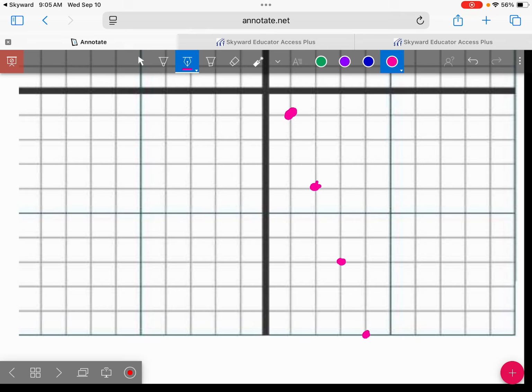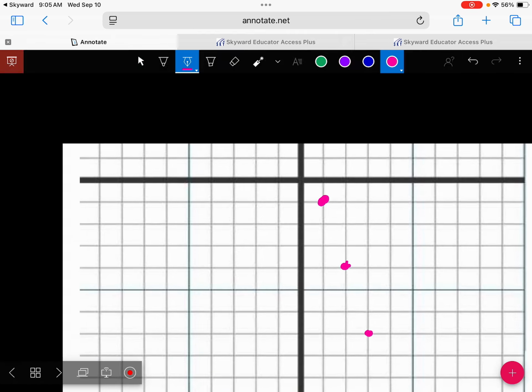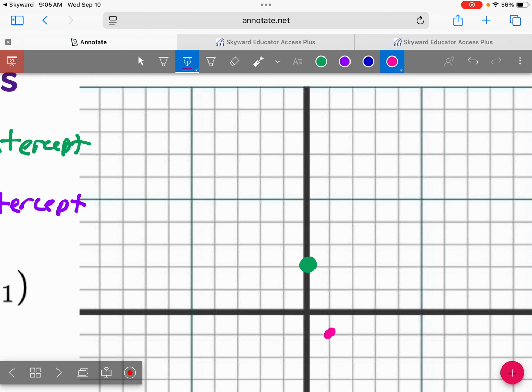I could also, instead of going down and to the right, go up and to the left. As long as I switch both arrows, it's still going to give me the correct slope. So I could go up 1, 2, 3, and left 1. That is another way I can go. Up 1, 2, 3, and left 1. It gives me that same line.